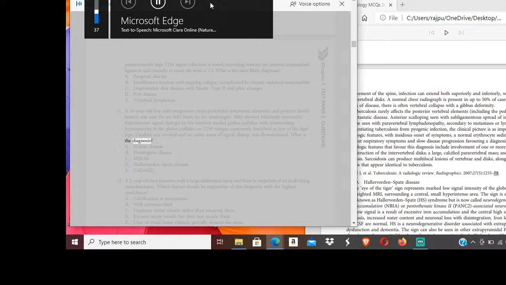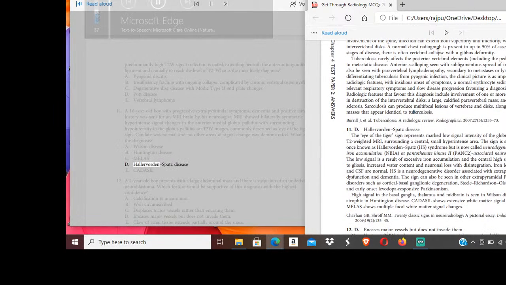What is the diagnosis? A. Wilson disease. B. Huntington disease. C. MELAS. D. Hallervorden-Spatz disease. E. CADASIL.